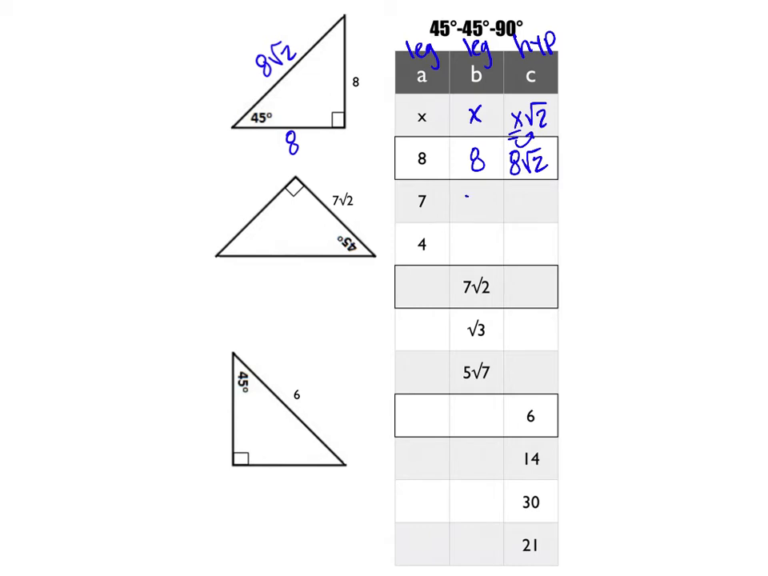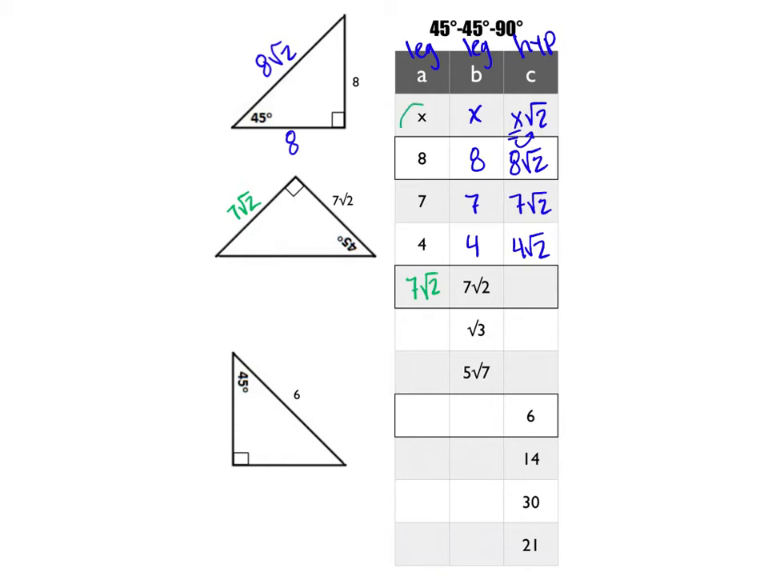So 7, 7, 7 times the square root of 2. 4, 4, 4 times the square root of 2. Okay? If we're given B, if we're given the second leg, well, the first leg is still going to be the same. I want to use a different color. The second leg is still going to be the same as the first leg.